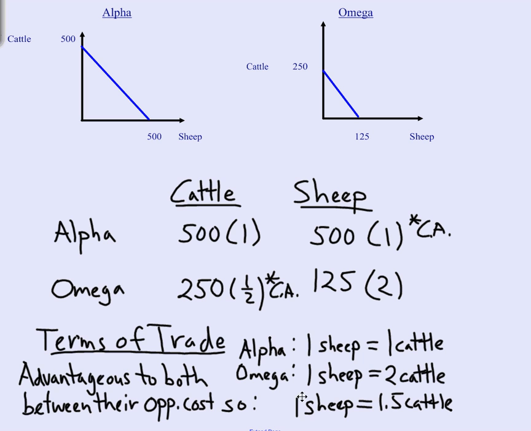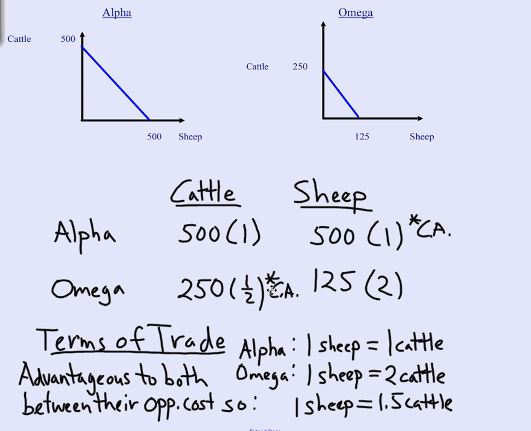So let's say we were told that the terms of trade are 1 sheep are equal to 1.5 cattle. Because 1.5 is between Alpha and Omega's opportunity cost of 1 and 2, 1.5 is right between, it means both sides would benefit. From Alpha's point of view, they're specializing in sheep, and so instead of trading, if they were to make cattle or grow cattle themselves, they would have to give up 1 sheep to get 1 cattle. Under the terms of trade, they can trade 1 sheep and get 1.5. So that is an advantage to them.